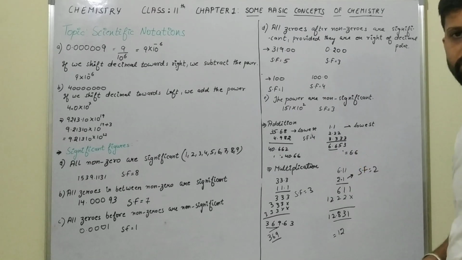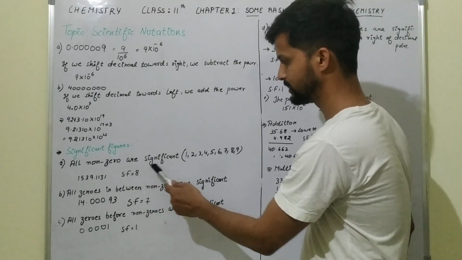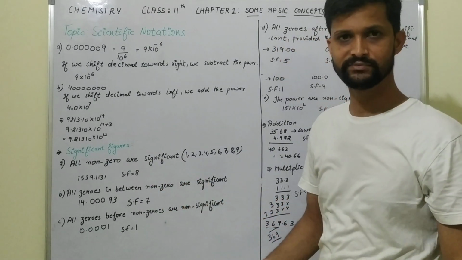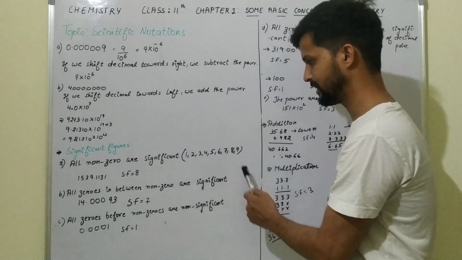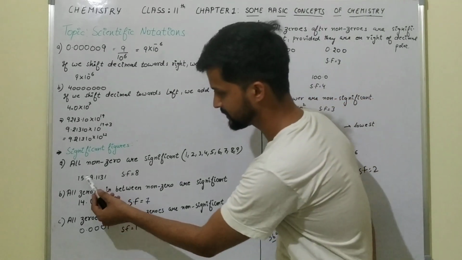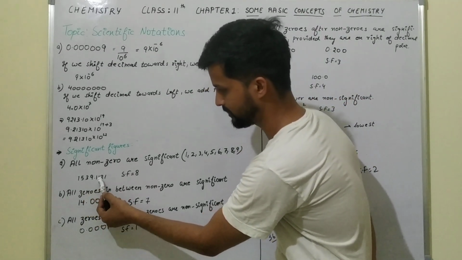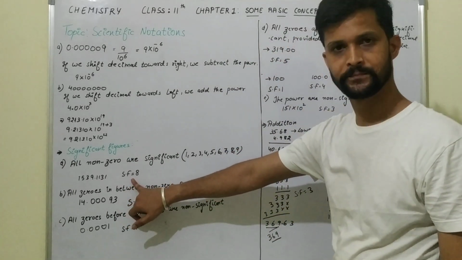Sometimes one more question will come. Here are some rules, like all the non-zeros are significant. Significant means we can count them, like 1, 2, 3, 4, 5, 6, 7, 8, 9. So all the digits are significant. Like if we have an example 1539.1131, total significant figures are 8.